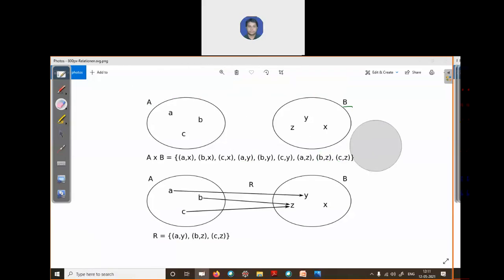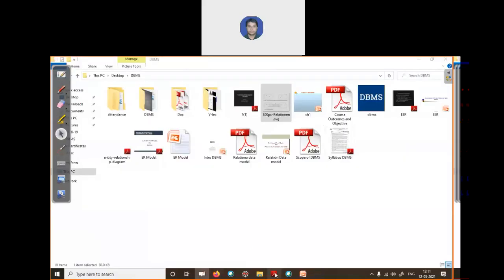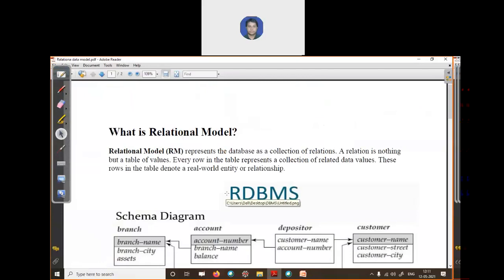These things we have discussed in the last class. So let's go back to that. How can we define the relational data model? The relational data model represents the database as a collection of relations. A relation is nothing but a table. We are representing our data in the form of tables.